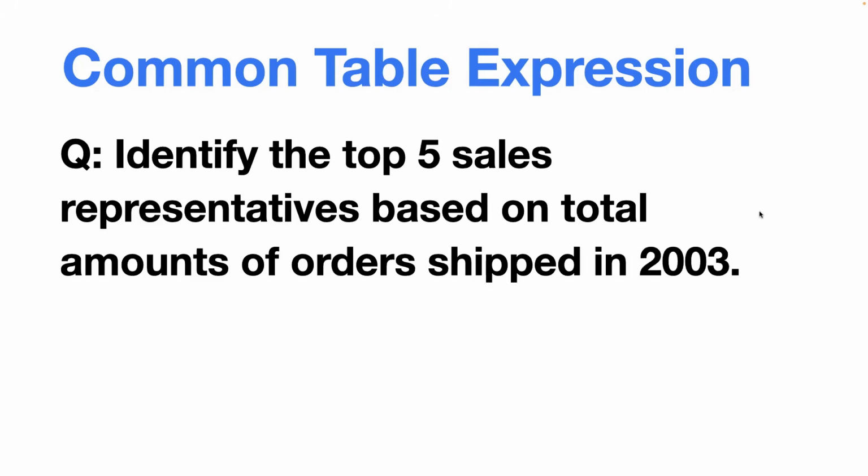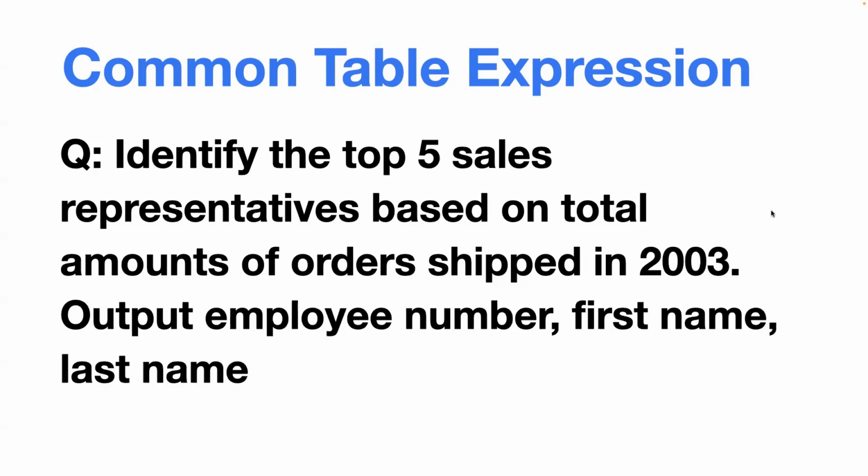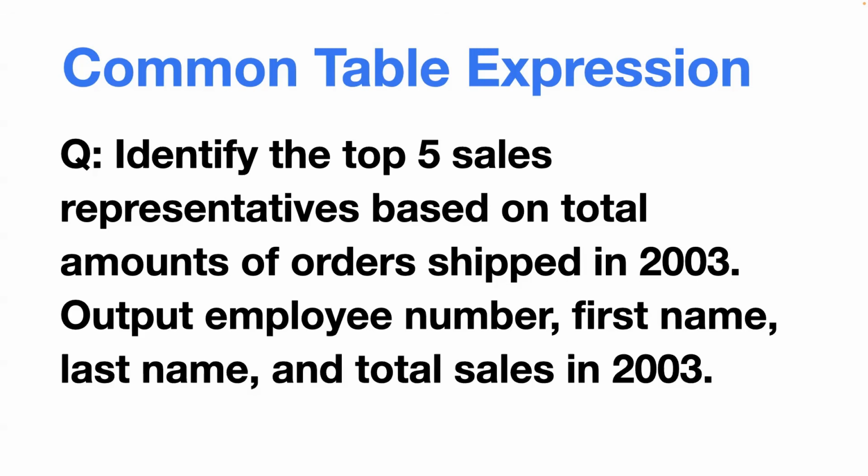Identify the top 5 sales representatives based on the total amounts of the orders that were shipped in 2003. So we've reached the end of the year. We want to reward the 5 best performing sales representatives. So we need to look at the orders that were successfully shipped in the year and find the total value of all those orders for each sales representative. Remember, orders are placed by customers, and then customers have a sales representative. And we want to output the employee number, the first name, the last name, and the total sales they were responsible for in the year 2003.